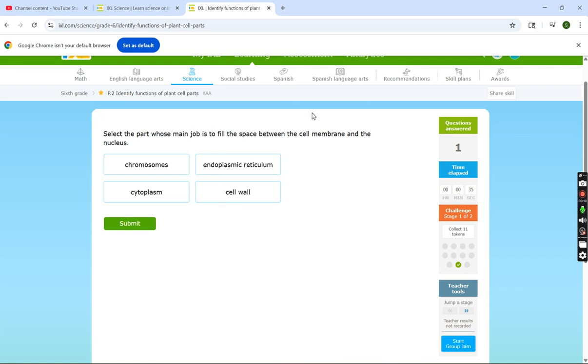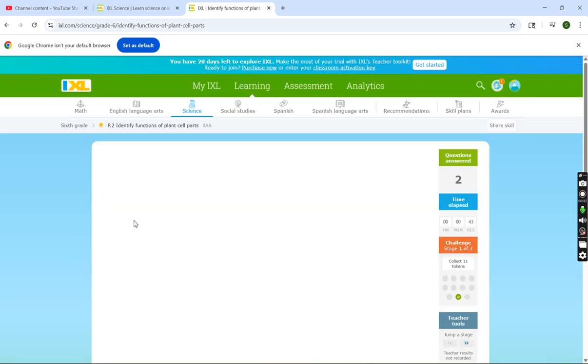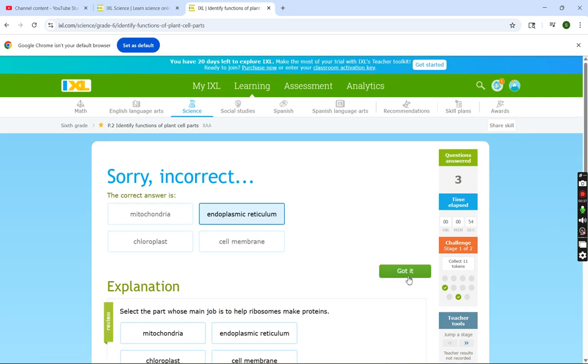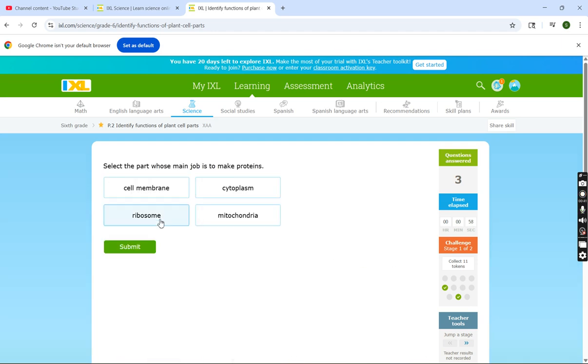Select the part whose main job is to fill the space between the cell membranes and the nucleus. It is called cytoplasm. Just remember plasma. I think you got it then. Cell part's main job is to help the ribosome make proteins. Is it chloroplast or mitochondria? Chloroplast. No, endoplasmic reticulum. Yeah, endoplasmic reticulum.